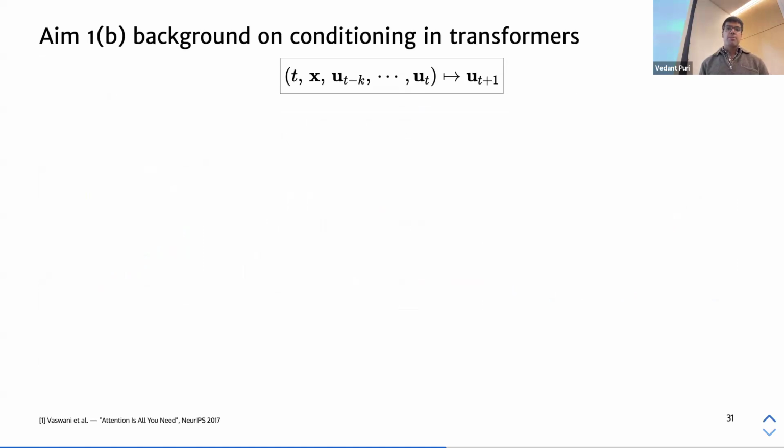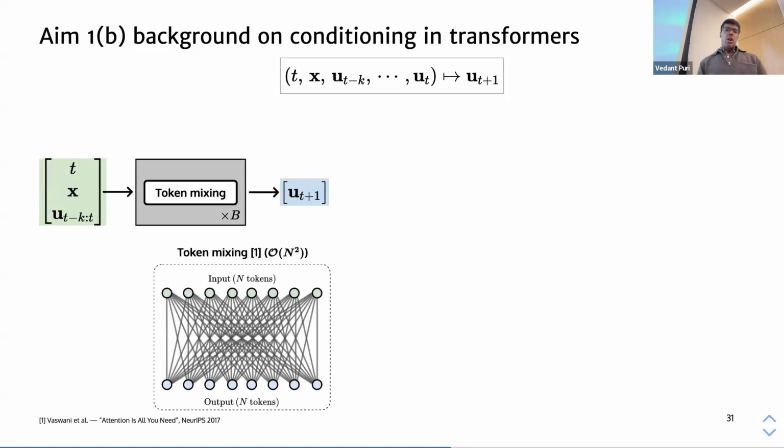Aim 1B is about developing conditioning mechanisms. But before we go into the details of what we propose to do, let's spend a second discussing what conditioning means and how it actually works. So when we're solving time series problems, our task is to learn a mapping from time, position, and a set of previous time steps to the upcoming time step, t+1 in this case. The vanilla approach is to simply pass all of these features as a single concatenated feature vector into your neural network model, which will implicitly provide a value that is conditioned on your time and the previous time steps.